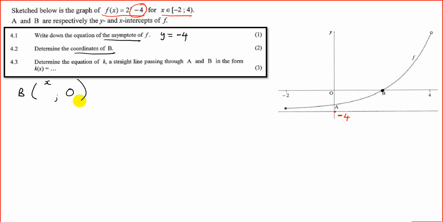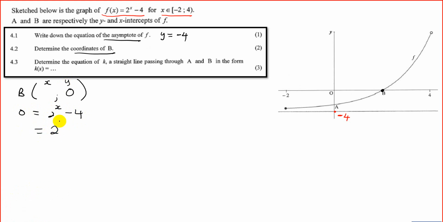So we're going to go to the equation. If we look at the top, the equation reads f of x is equal to 2 to the power x minus 4. I'm going to delete that minus 4. We're going to go to that equation, and we're going to let the y value be 0. And that will give us 0 is equal to 2 to the power x minus 4. And I'm going to solve for this.